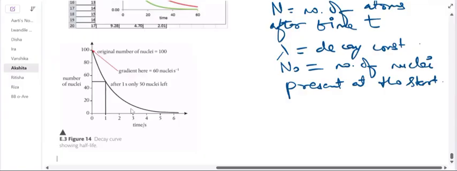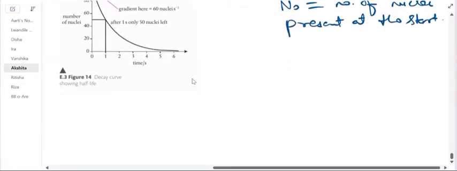Understood how we have to find out? There is no formula, but yes, you can take half and half of the number of nuclei after every half time of the decay process. Done? Yes, ma'am.